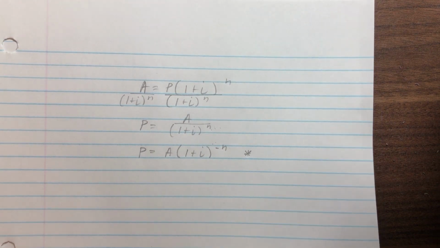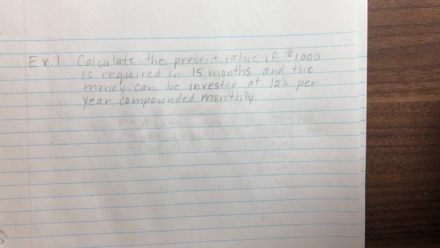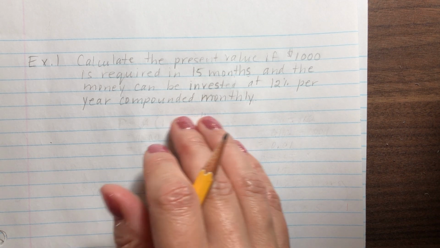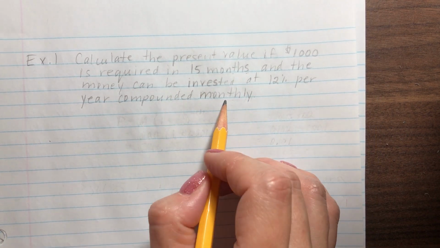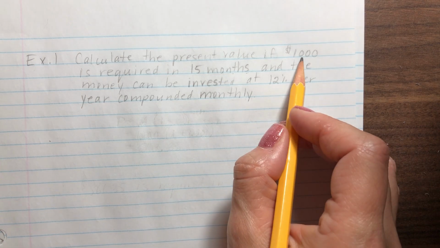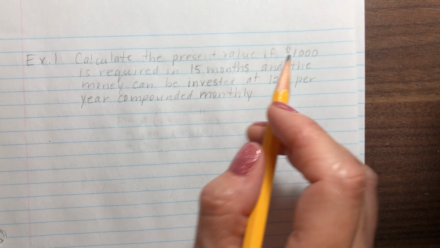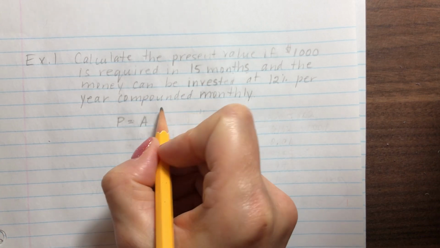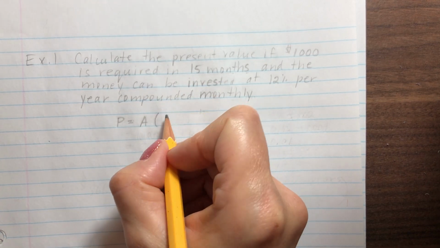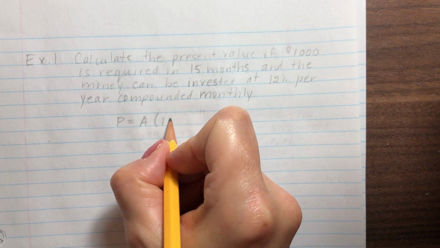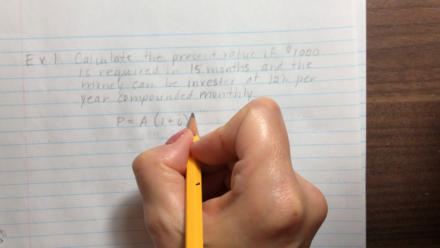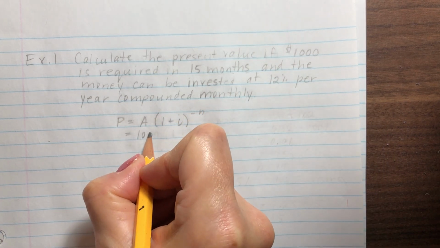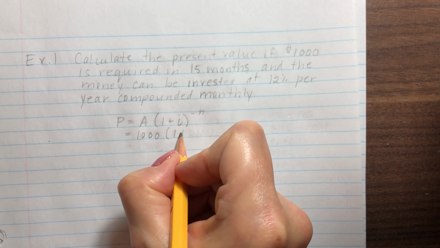Okay, let's look at some examples. So the first one says, calculate the present value if $1,000 is required in 15 months and the money can be invested at 12% per year compounded monthly. So 1,000 is how much is required in the future. So that means we're looking for the principal or present value. So using the formula that we just derived, P is equal to A times (1 plus i) to the exponent negative n. A is going to be replaced with the 1,000 that's needed 15 months from now.